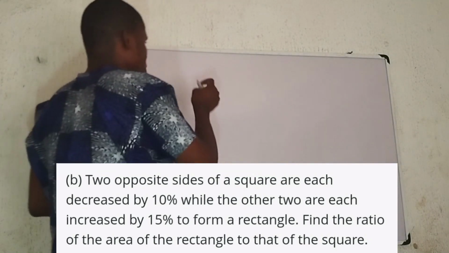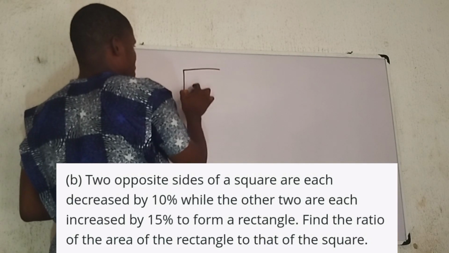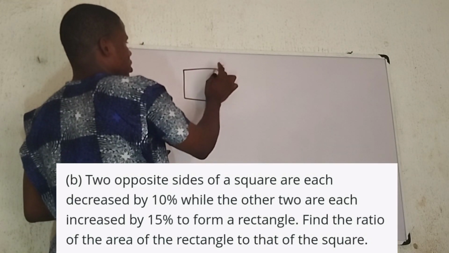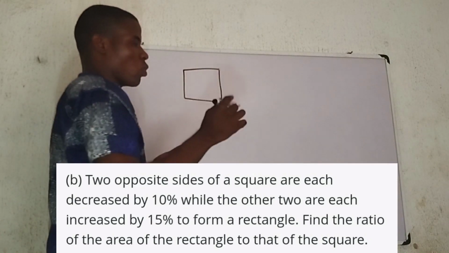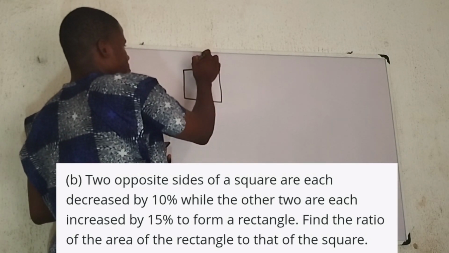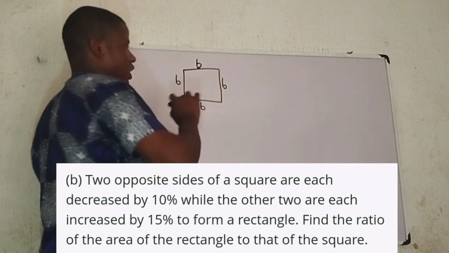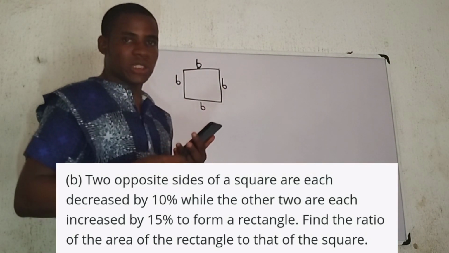So let's consider that square. Let's say this is the square that we are having. Since the sides of a square are all equal, let's say here is b, here is b, here is b, and here is b. All the sides are equal. That's one of the properties of a square.